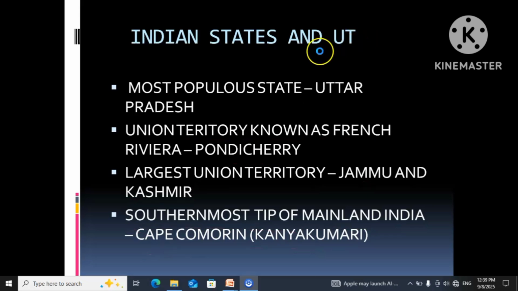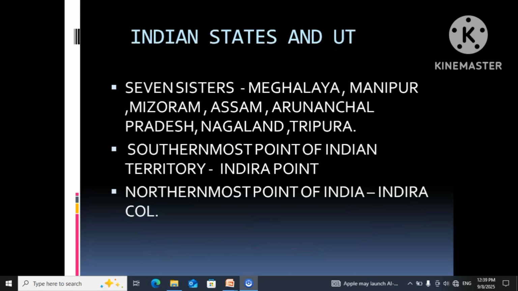Now we will move ahead. You should know about the Seven Sisters of India. Seven Sisters does not mean actual sisters; it symbolizes seven states present in the northeastern region, which lie beside each other: Meghalaya, Manipur, Mizoram, Assam, Arunachal Pradesh, Nagaland, and Tripura. These are the Seven Sisters.